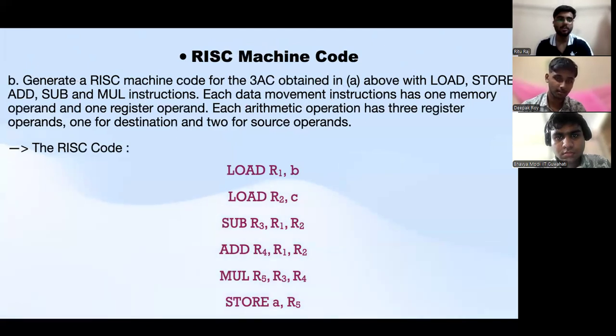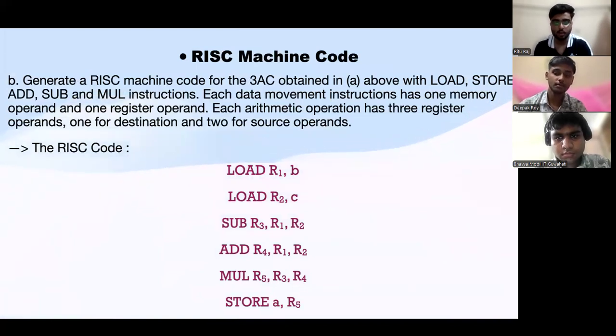Now in the second part of this question, we need to generate RISC machine code for the three address code that we obtained in the first part. We are given several operations: load, store, add, sub, and mul instructions. Each data movement instruction, load and store, has one memory operand and one register operand, while the arithmetic operations have three register operands. All these instructions, like load R1, B, are stored in a bit format in machines. The machine has a certain bit length for each instruction.